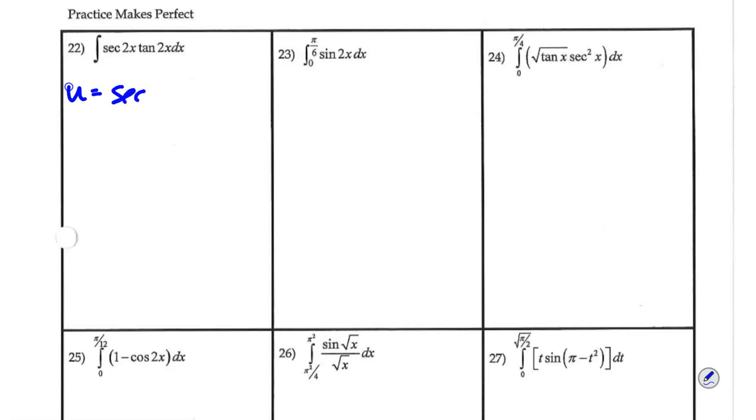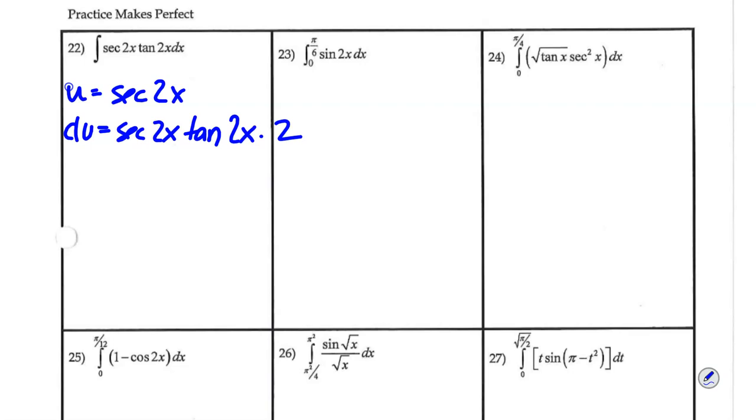If I make u secant of 2x, my derivative, do we remember? So first of all, let's remember the derivative of secant of x. The derivative of secant of x is secant tangent. Do we remember that? If not, it's okay. But the derivative of secant 2x is secant 2x tangent 2x times 2. Do we remember that? Because it's secant of 2x, that's something else. So secant of 2x, tangent 2x, and then you still have to multiply by the derivative.